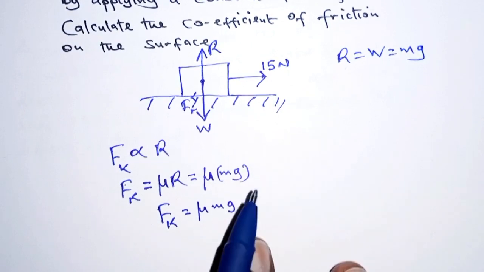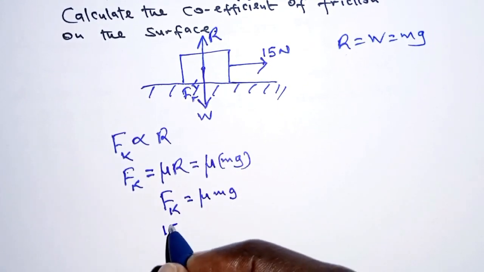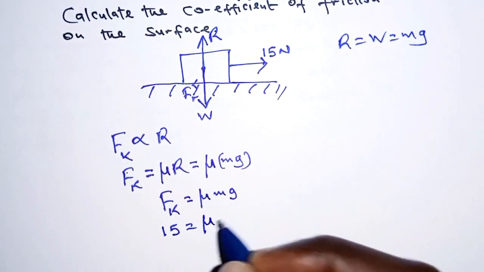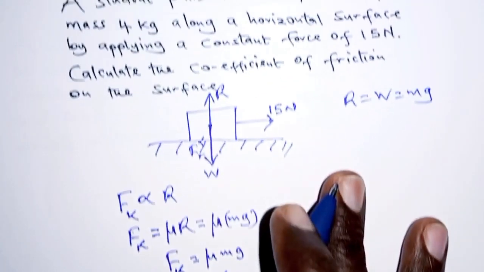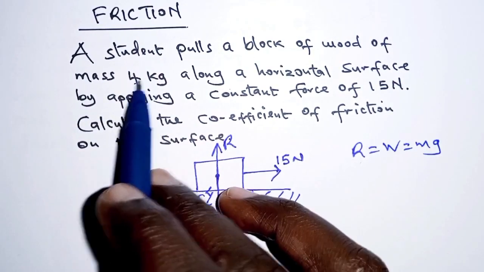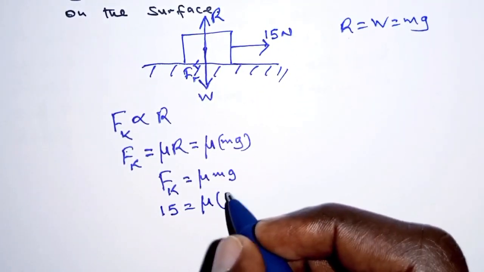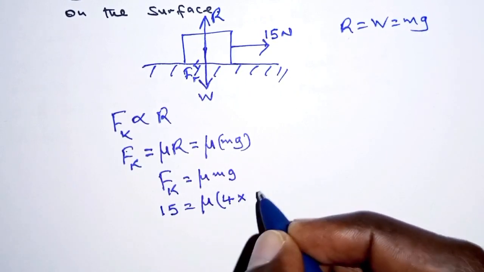When the object is being pulled at a constant force, that constant force will be equivalent to the kinetic friction, and therefore doing our substitutions, we have kinetic friction which is 15 newtons equated to mu times the weight of the object, and we're told that it had a mass of 4 kilograms. So we multiply that by the gravitational field strength. So we have 4 by the gravitational field strength g, which is 10.